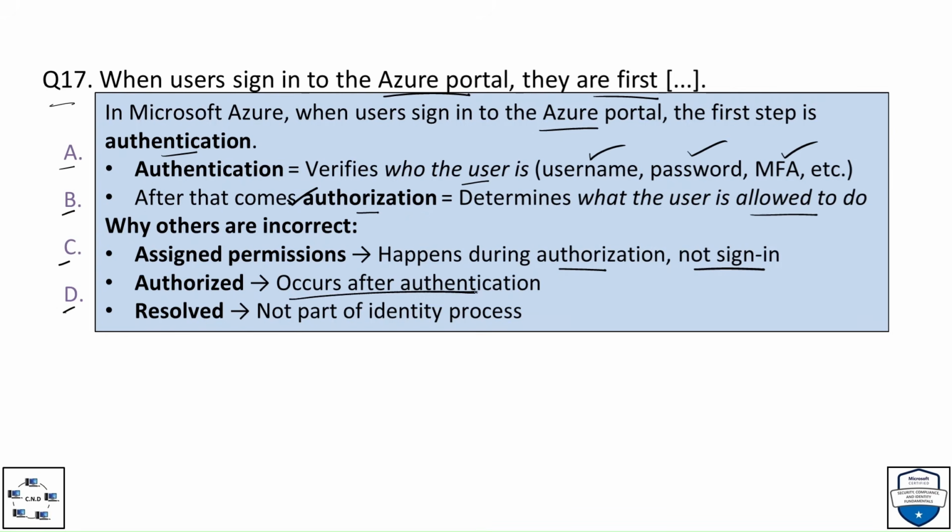Authorized occurs after authentication, so this is the second step. And resolved is not part of the identity process.